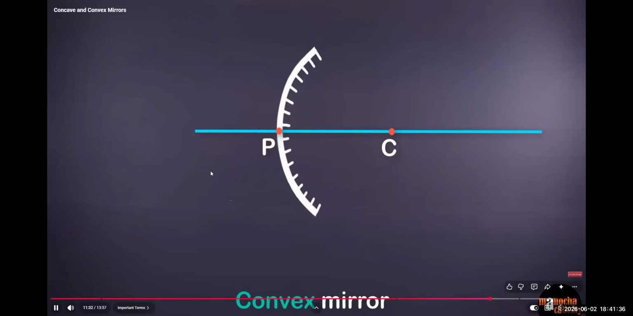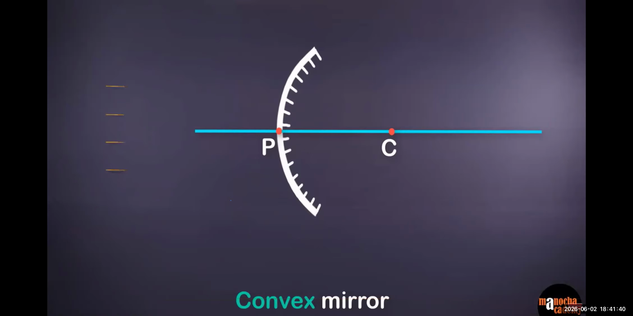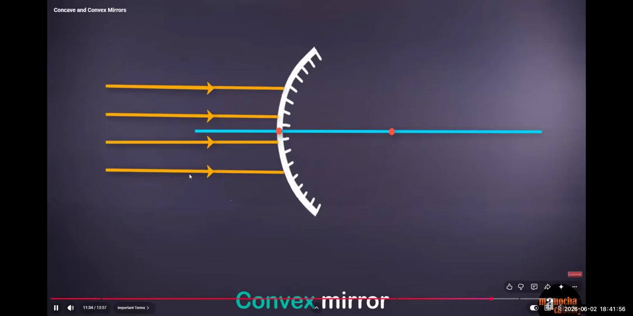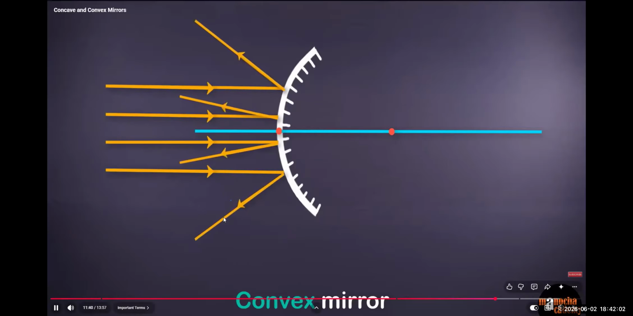What does diverging mean? Aditya, can you remember? Diverging means, teacher, it is going away. Going away. Very good. You remember. If a beam of light that is parallel to the principal axis is incident on the convex mirror, after reflection, the rays appear to diverge from a point on the principal axis.